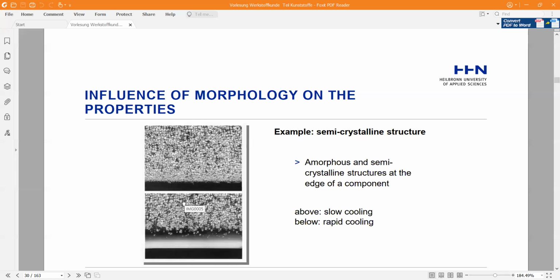Influence of morphology on the properties. Here we have an example of semi-crystalline structure. Amorphous and semi-crystalline structure at the edge of the component. Here we have slow cooling above and below we have rapid cooling.